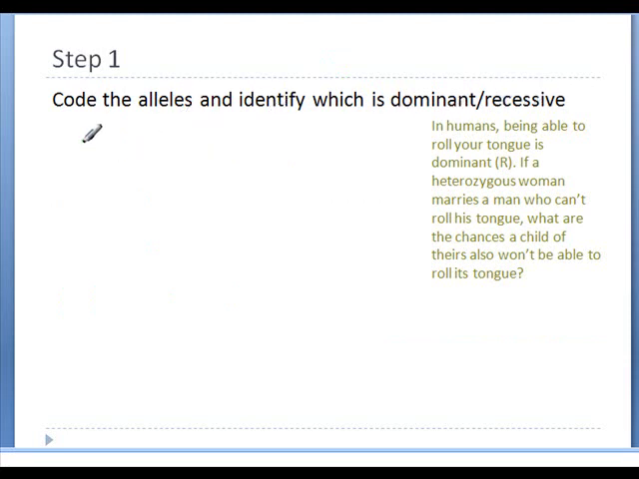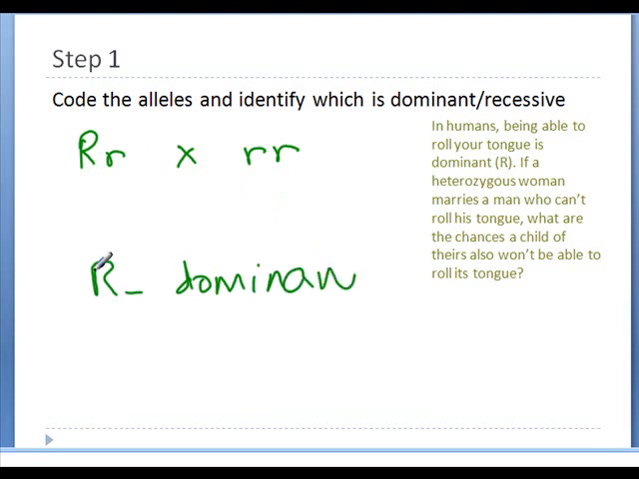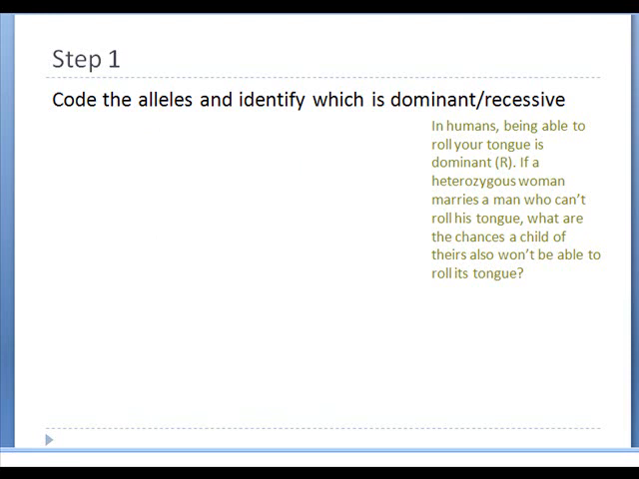I have actually done that in the previous slide. Let's go back again and do it like this. In humans, being able to roll your tongue is dominant. So that means the alleles are like this. And now you know that capital R is dominant and lowercase is recessive. That's my step one. Okay, let's go on to the next step.